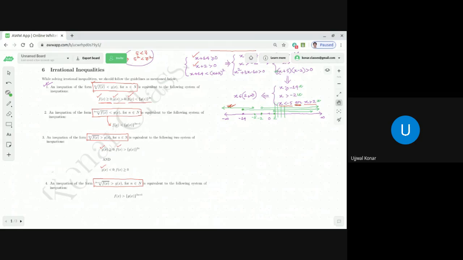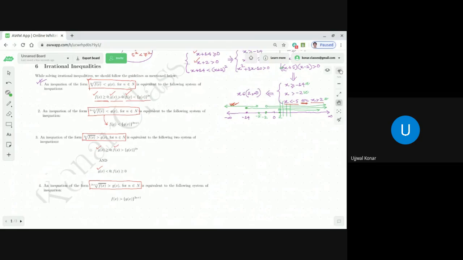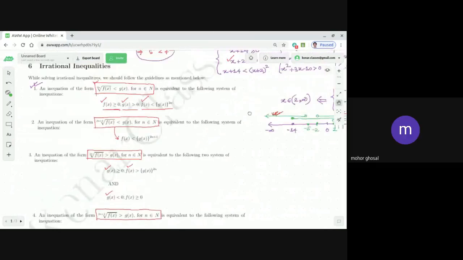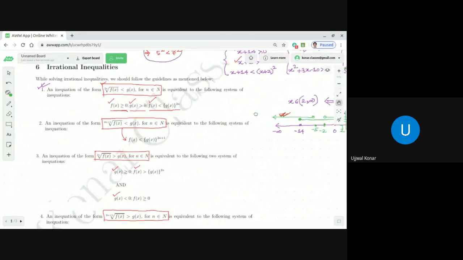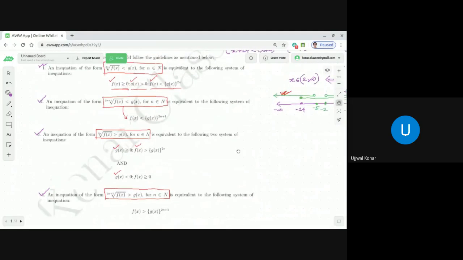Correct? These are the 4 guidelines as you see here. All of you are able to view it, dear students? Okay, great. These 4 guidelines have to be followed: when the 2nth root of f(x) is less than g(x); second, when the (2n+1)th root of f(x) is less than g(x); third, the 2nth root of f(x) is greater than g(x); and fourth, the (2n+1)th root of f(x) is greater than g(x). If you follow these guidelines and practice a little bit, things will be absolutely perfect, based on my experience.